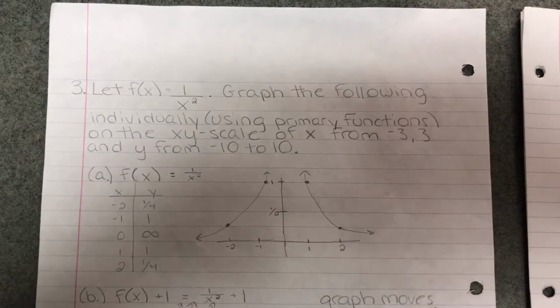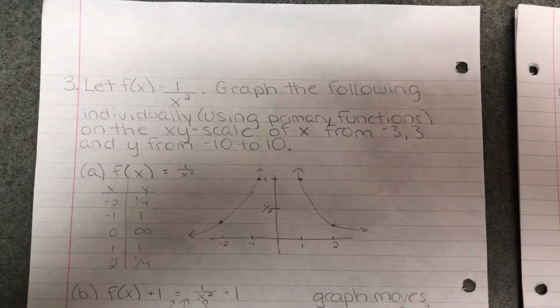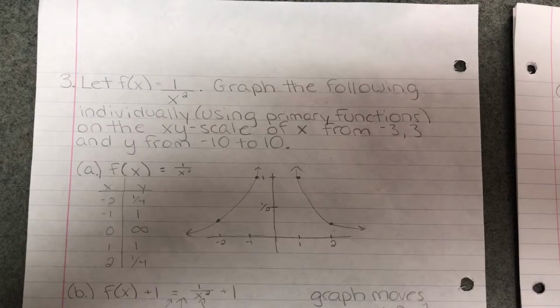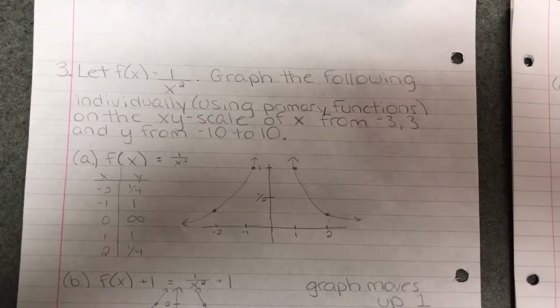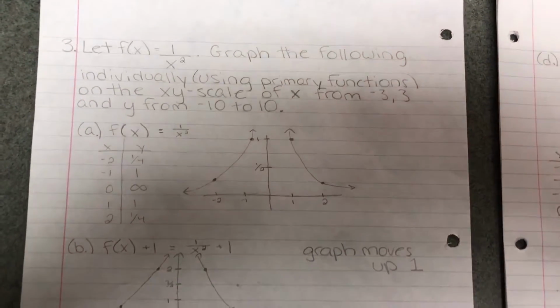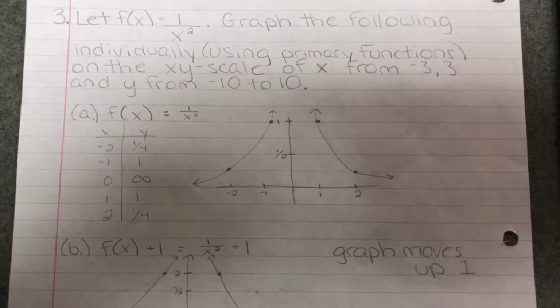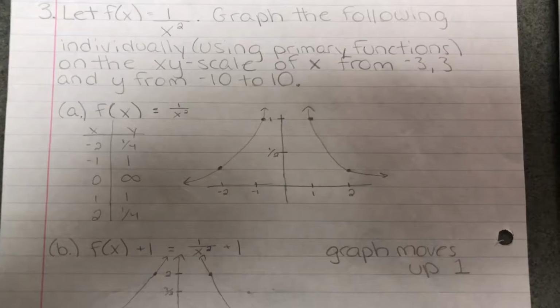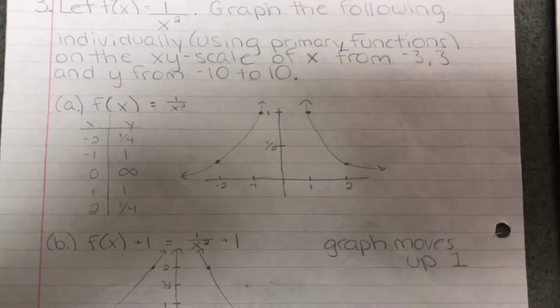Let f of x equal 1 over x squared, and graph the following individually using primary functions on the xy scale of x from negative 3 to 3 and y from negative 10 to 10. For the first one, we graph the equation f of x. The graph is as follows.